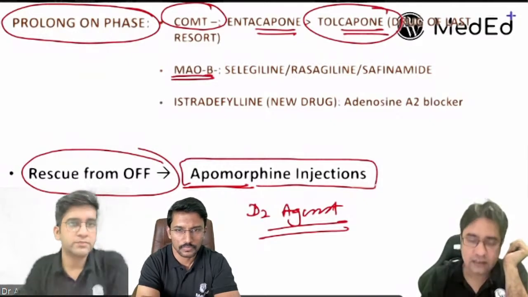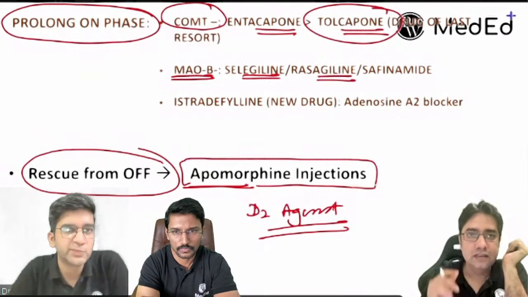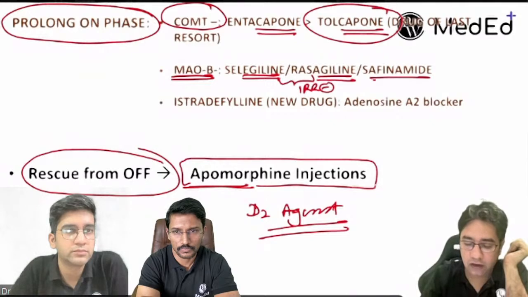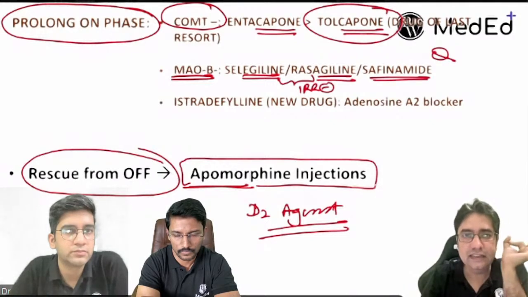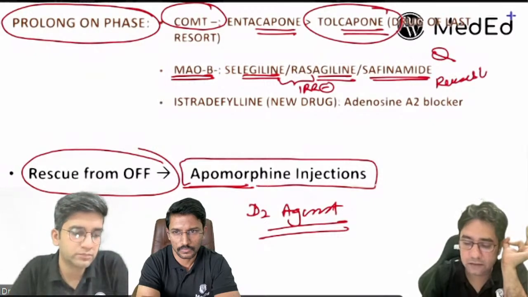Other drug which we can give is MAO-B inhibitor. These drugs end with the word -giline. Selegiline, rasagiline are irreversible inhibitors. A new drug recently asked in INI-CET exam, safinamide, is a reversible inhibitor.